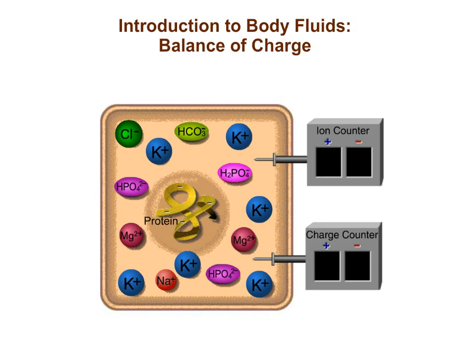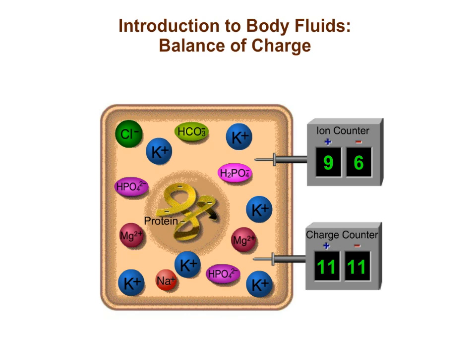Let's count the number of positive and negative ions or particles in this sample of intracellular fluid, and see if the number of positive ions equals the number of negative ions. There are 9 positive ions and 6 negative ions here, so the number of ions are not equal. Now, let's count the number of positive and negative charges in this sample of intracellular fluid. There are 11 positive charges and 11 negative charges in this intracellular fluid.